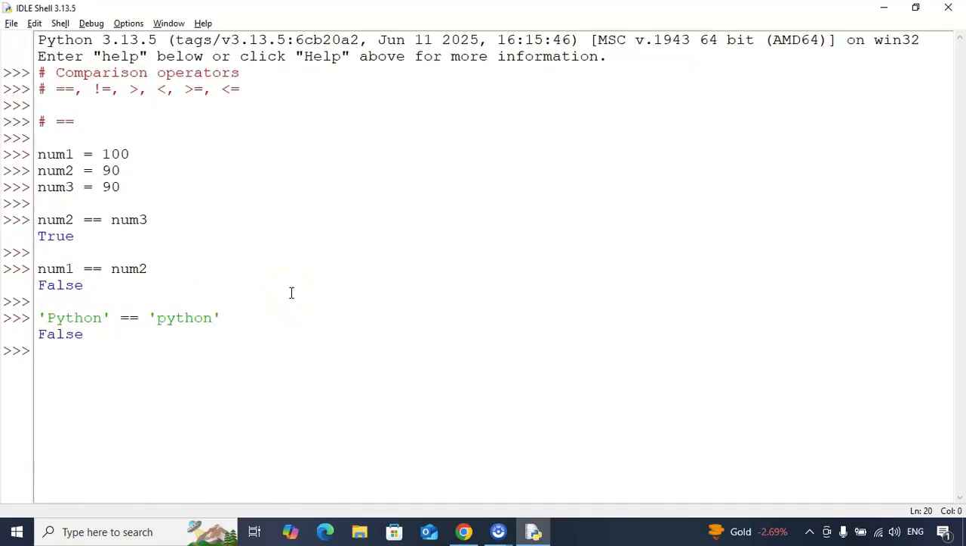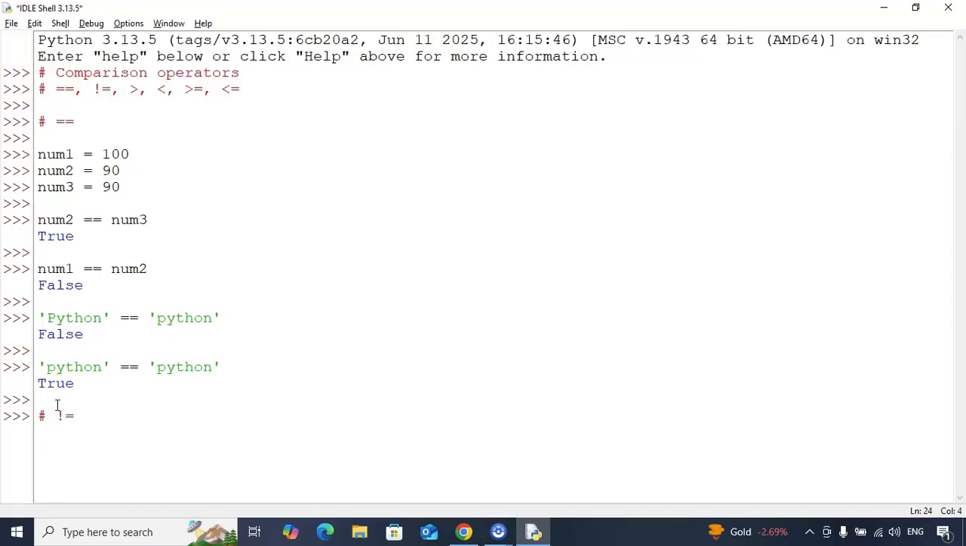Again, why is it False? Both are Python, right? If you're thinking it's because of the capital P and small p being different, the answer is yes. Since Python is a case sensitive language, capital P and small p are not the same, so it will give you False. But if you say "python" in small letters double equal to "python" in small letters, it will give you True. That's what the equal to operator is.